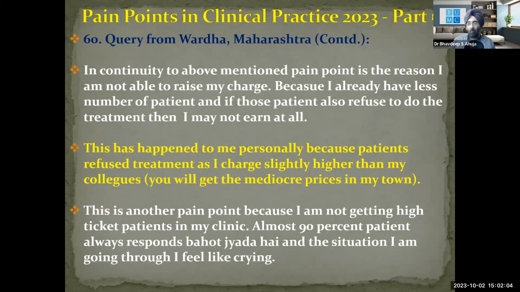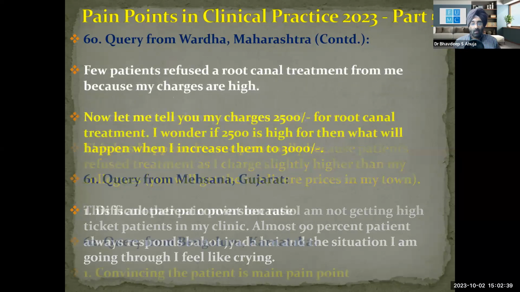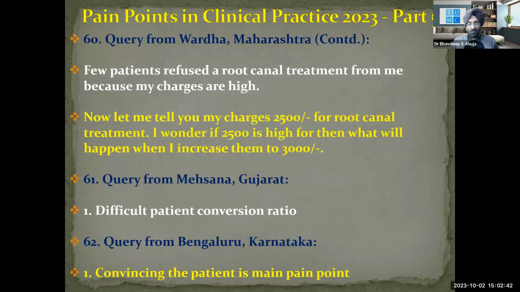In continuity to the above-mentioned pain point, this is the reason I am not able to raise my charge, because I already have a small number of patients. And if those patients also refuse to do the treatment, then I may not earn at all. This has happened to me personally because patients refuse treatment as I charge slightly higher than my colleagues. You will get mediocre prices in my town. This is another pain point because I'm not getting high ticket patients in my clinic. Almost 90% of patients always respond with 'bahut zyada hai', and the situation I'm going through, I feel like crying. A few patients refuse a root canal treatment from me because my charges are high. Now let me tell you, my charge is 2,500 for a root canal treatment. I wonder if 2,500 is high for them, what will happen when I increase to 3,000?